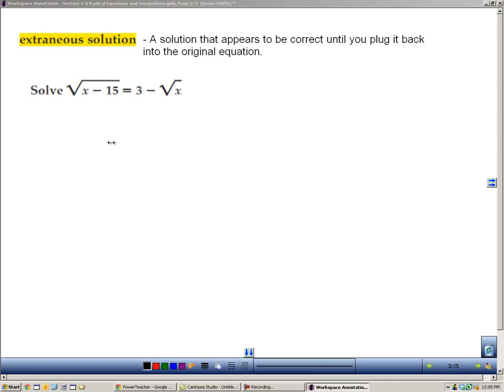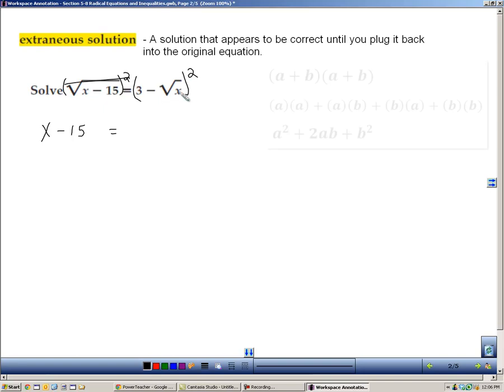In this example, we're going to look at something called an extraneous solution. That's a solution that appears to be correct until you plug it back into the original equation. So here we have a variable that's trapped under a radical sign. I can get rid of that here by taking the square of both sides. On the left side, the square and the square root will cancel, leaving x minus 15. On the right side, I end up with 3 minus root x squared.